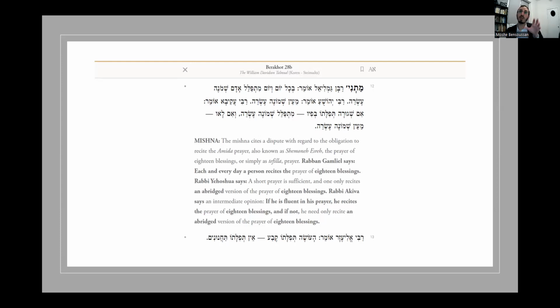But this Mishnah here that you're looking at is about the Shemoneh Esrei. Rabbi Gamliel omer, b'chol yom v'yom mispalel adam shemoneh esrei. Rabbi Gamliel says, every day a person prays 18. Rabbi Yehoshua omer, me'ein shemoneh esrei. You could do the abbreviated Shemoneh Esrei. Rabbi Akiva omer, im sedurah tefilaso b'fiv, mispalel shemoneh esrei, v'im lav, me'ein shemoneh esrei. Lastly, Rabbi Eliezer says, ha'oseh tefilaso keva, ein tefilaso tachanunim.